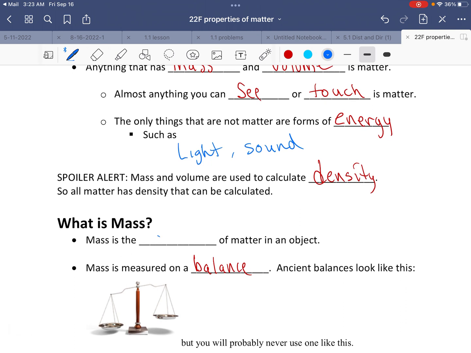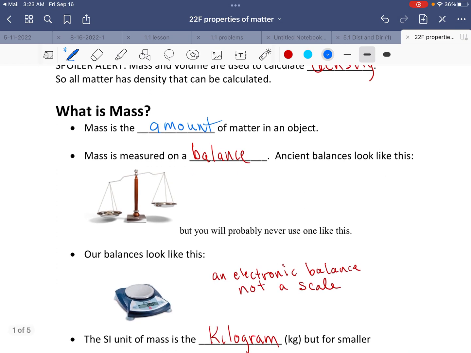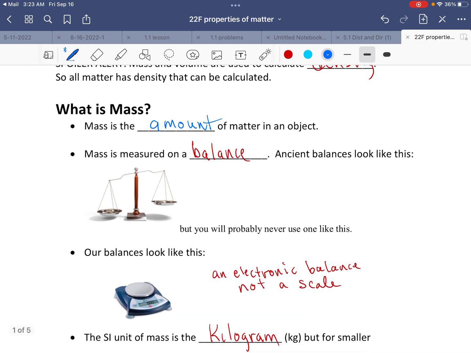Mass is the amount of matter in an object. Mass is measured on a balance. Ancient balances looked like this. You may have seen those on old movies or TV shows. And probably you'll never use one of those unless you intentionally go out and get one. But you put an object of known mass on one side and then the object you're weighing on the other, and when they are level, then it's balanced, and you know what the mass is.